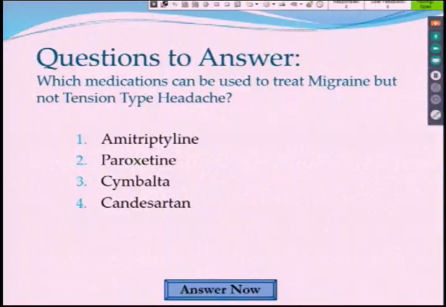So this is an interesting question. There are four medications: amitriptyline, paroxetine, Cymbalta, and candesartan. Which medication can be used to treat migraine but not tension headache? Numbers are still going up.